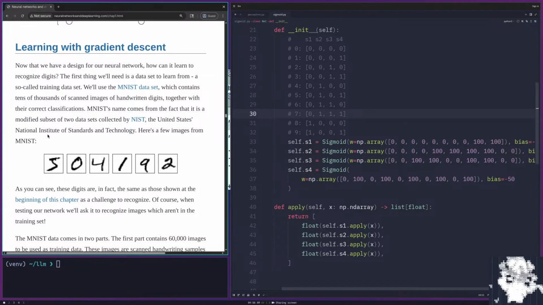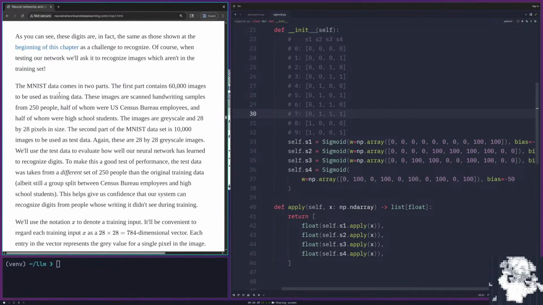Here's a few images from MNIST: 504192. As you can see, these digits are in fact the same as those shown at the beginning of the chapter, as a challenge to recognize. Of course, when testing our network, we'll ask it to recognize images which aren't in the training set. The MNIST data comes in 2 parts.